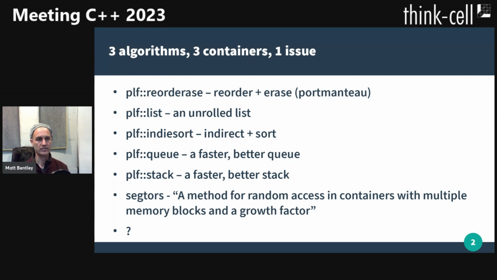The first algorithm is PLF reorder arrays, which is a portmanteau of reorder plus arrays. If you're not sure what a portmanteau is, it's a combination of 2 words to form a new word. Second one is PLF list, which is a more cache-friendly or unrolled list. PLF indie sort, which is a portmanteau of indirect plus sort. PLF queue, a faster better queue. PLF stack, a faster better stack. And segtors, which is a method for random access in containers with multiple memory blocks and a growth factor. That's the literal name of the paper that I wrote, which is on the website plflib.org. All of this stuff is on plflib.org.